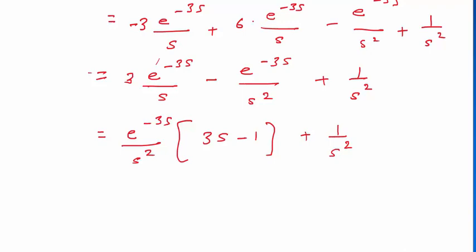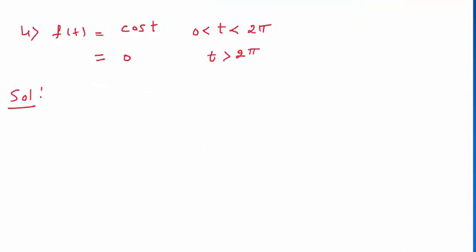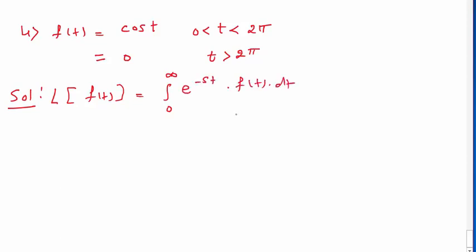Now move to the fourth problem. The fourth problem is f of t is equal to cos t when t is between 0 and 2 pi, and its value is 0 when t is greater than 2 pi. So Laplace of f of t is equal to integral from 0 to infinity of e raised to minus st into f of t into dt. Now here we will split in two parts, 0 to 2 pi e raised to minus st into cos t dt, and the second part is going to be 0.